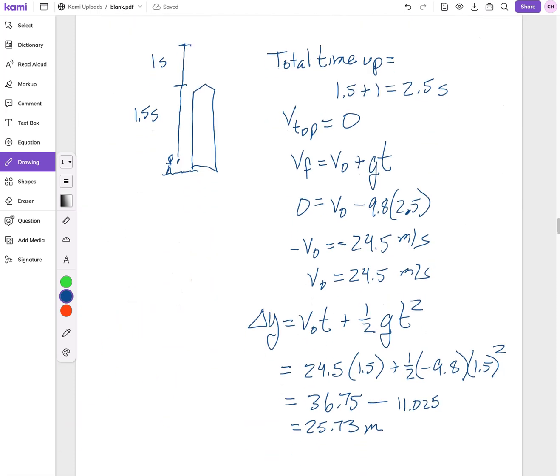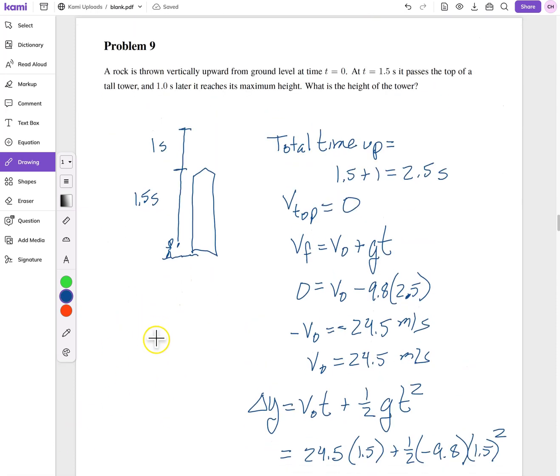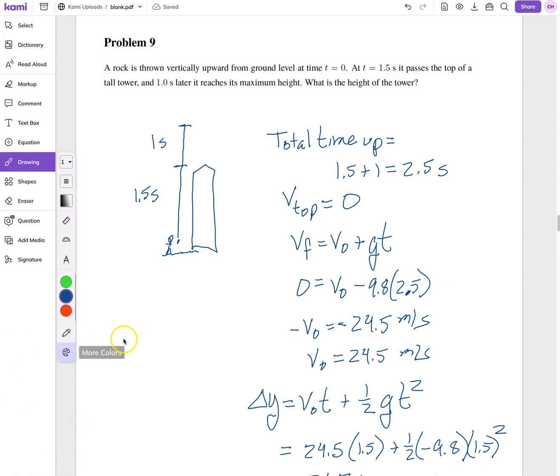They're much easier. This is number 9. All right, here comes number 9. So we've got a rock thrown vertically upward from ground level at time 0. At 1.5 seconds, it gets past the top of a tall tower, and 1 second after that, it reaches the maximum height.